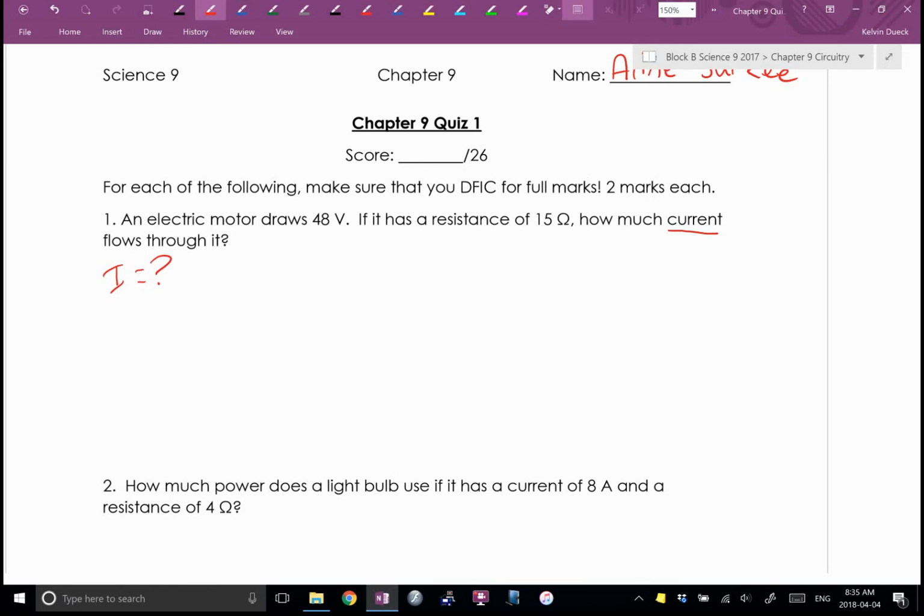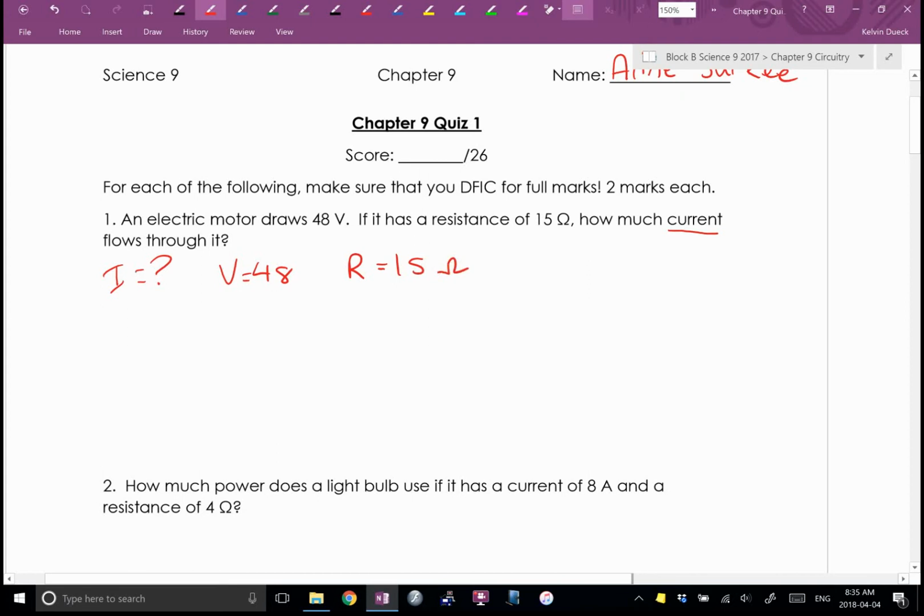I see a 48. You know what? That 48 must be voltage. And you'll notice I didn't actually say "has a voltage of." I said "draws." I did that on purpose to see if you can still figure it out from the units. You can. It has a resistance of 15 ohms. Even if they hadn't said the word resistance, I know ohms is resistance.